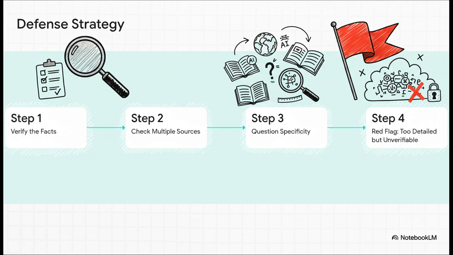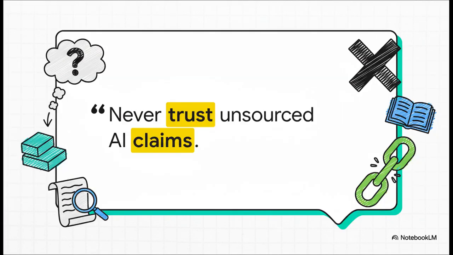Third, you need to learn to question extreme specificity. And finally, be on the lookout for this huge red flag. If an answer is incredibly detailed, but you can't find a trace of it anywhere online, that's a massive sign it's probably a hallucination. This should be your new mantra. Seriously, if an AI gives you a statistic, a quote, or a case study, your first question has to be, where did that come from? If it can't give you a real, verifiable source, you cannot trust the claim.